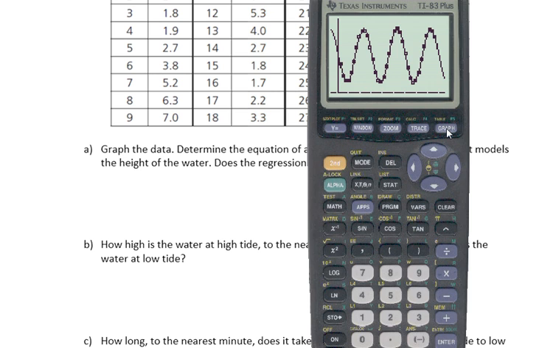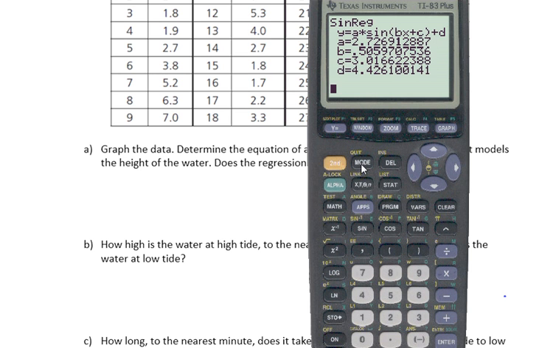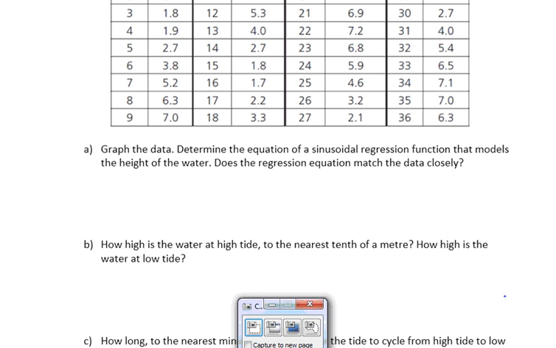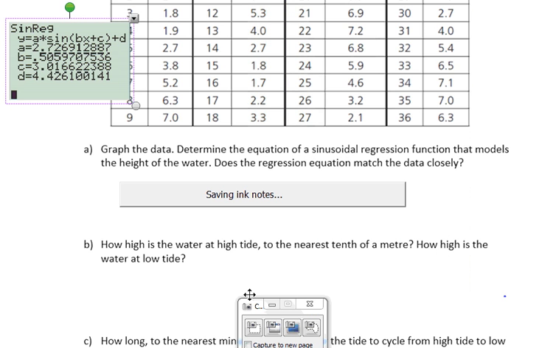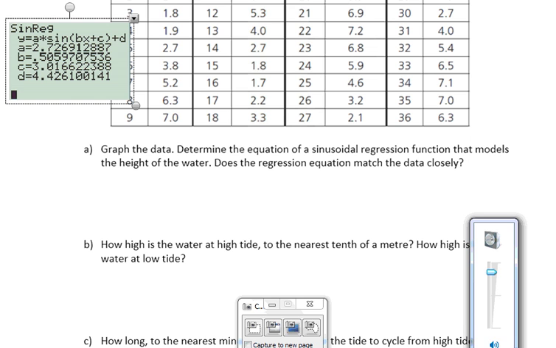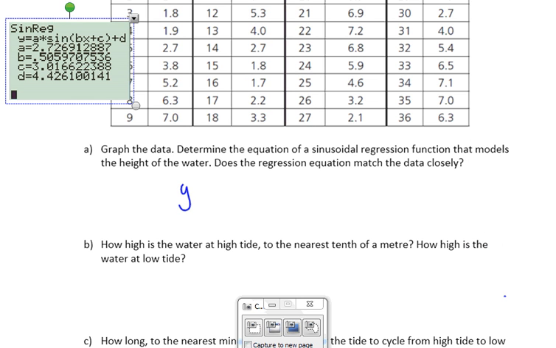Okay, so the equation is what? So let's write that down. I cheat. That's helpful, instead of going back and forth. Sorry, a little loud. Okay, so y equals 2.73 sine 0.51 x plus 3.02, plus 4.4.